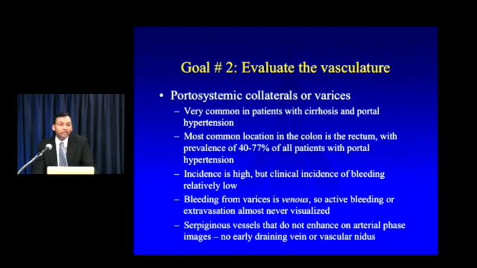What are you looking for? You're looking for varices just like you would be anywhere else. Serpiginous vessels in the wall of the rectum or surrounding the rectum. They don't enhance on the arterial phase. They enhance on the venous phase. There's no evidence of a discrete early draining vein or vascular nidus, so they're not going to look like an AVM or angiodysplasia.